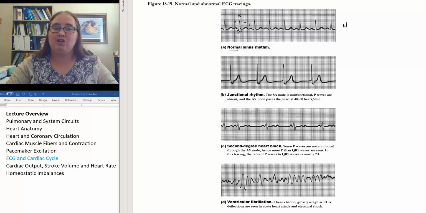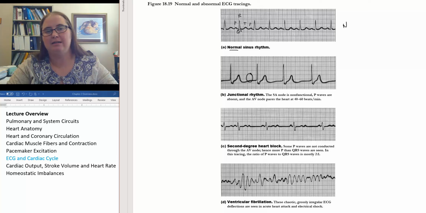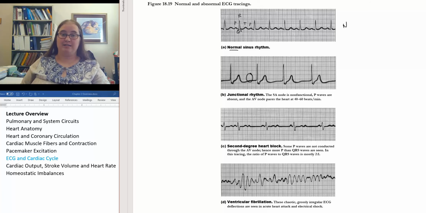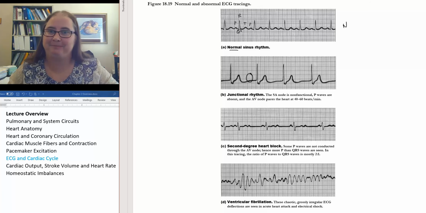Now we have a junctional rhythm. In a junctional rhythm, our SA node is absent or non-functional. How that is seen on an ECG, if we look at this profile here, we can see that the P wave that occurs prior to the QRST is missing. So that automatically tells us that our SA node is not functioning. Pretty cool, huh?